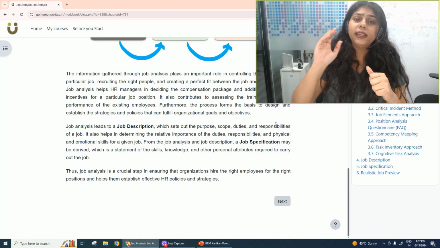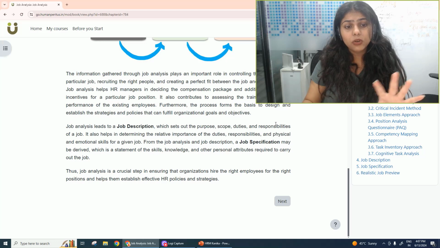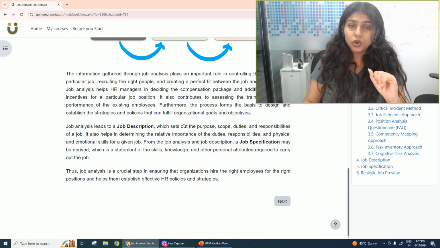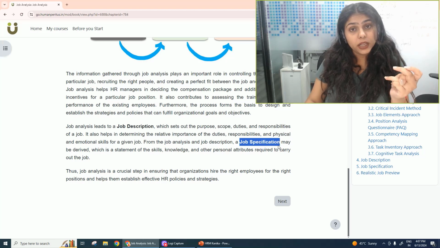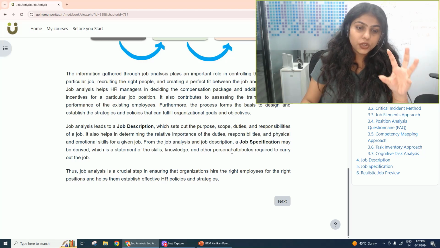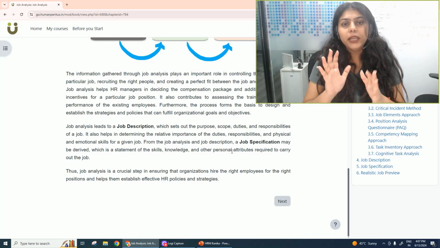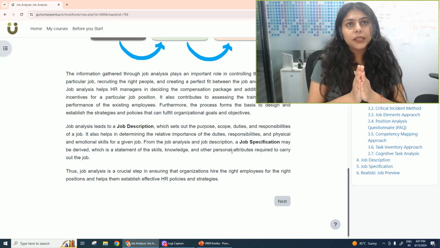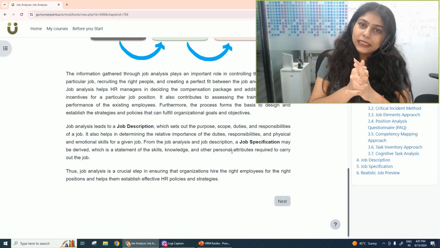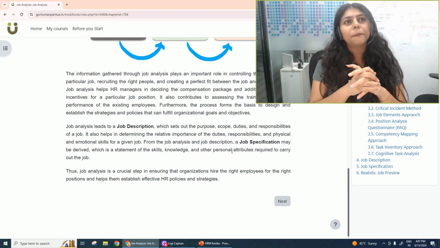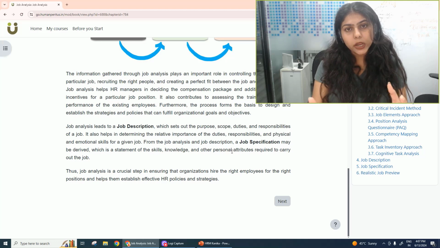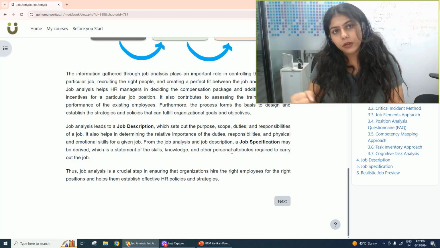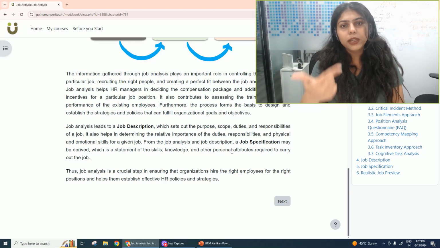Everything that the employee needs to know is mentioned in a job description. Okay, but what is job specification then? Job specification specifically consists of the skills, the knowledge, what you're required to bring to the table. We convey that to the employee here.